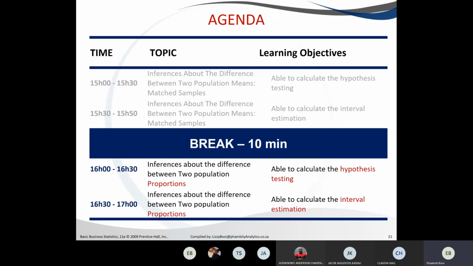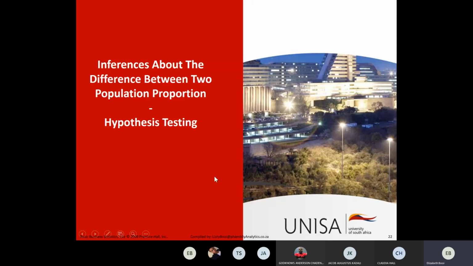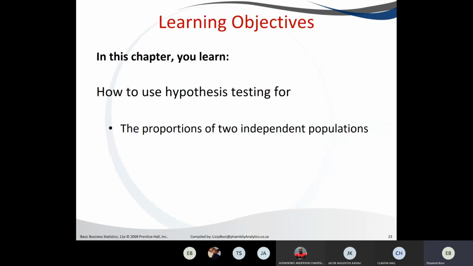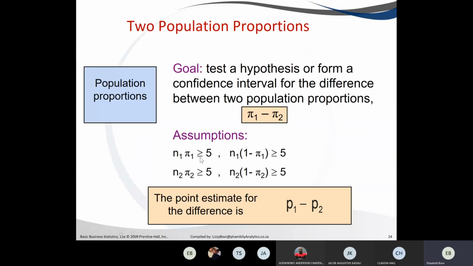Okay, let's continue with the session. Do you have any other question? If none, then we can look at inferences about the difference between two population proportions. We're also going to start by first looking at how we do the hypothesis testing for the proportions. And like with any other, when we work with proportions, sometimes they might give you your sample proportion, sometimes they might give you your observation that satisfies the sample proportion.